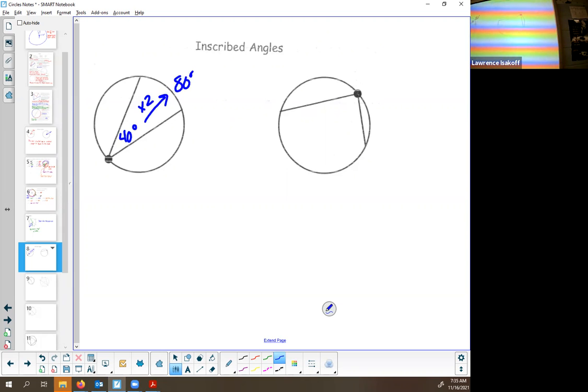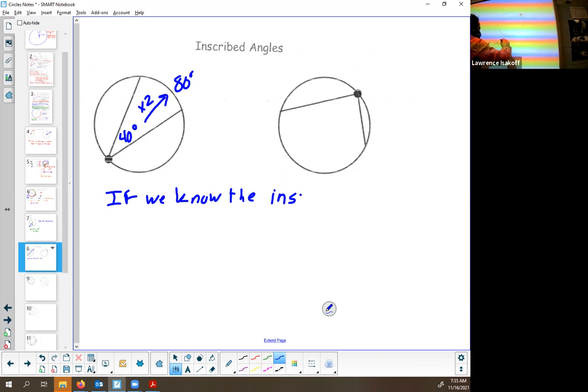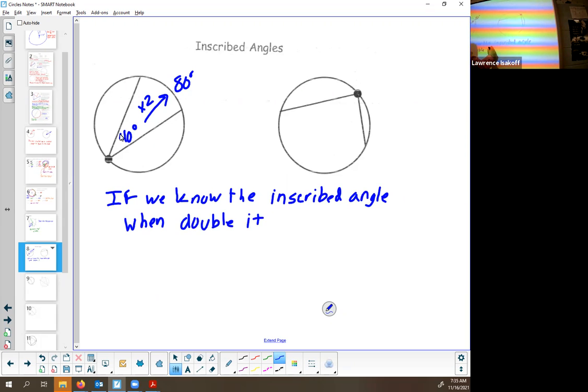So if we know the inscribed angle, we double it to get the arc. So the arc is twice the angle.